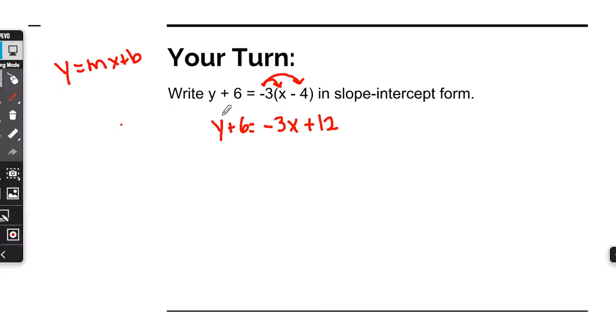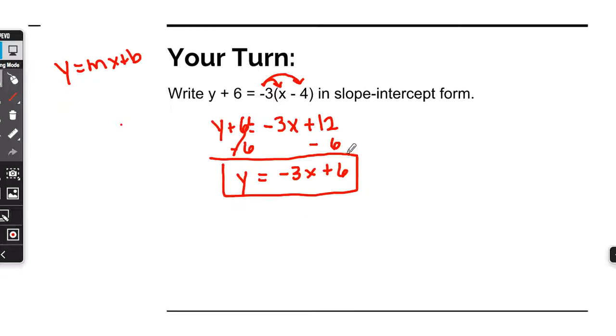My second step is going to be to get the y by itself like it is in slope-intercept form. So to get rid of the 6, I'm going to subtract it. And on the right side, we subtract it from 12 because neither of them have x's. They're both constants. So we have y equals negative 3x plus 6. So that's how you solve an equation from point-slope form into slope-intercept form. You can also do this with standard form. So if you need to turn standard form into slope-intercept form, you will solve for y.